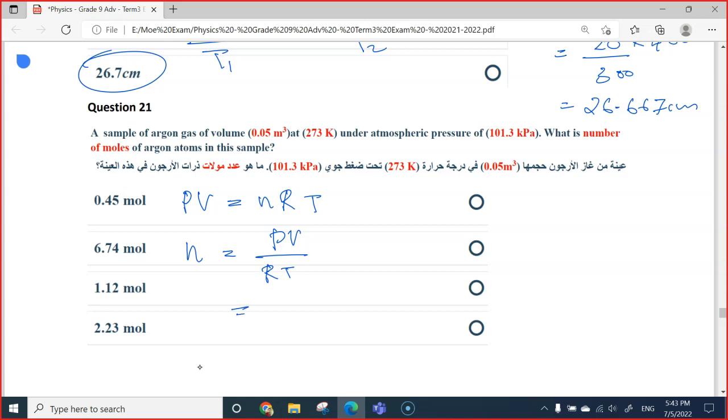P is the pressure, that is 101.3 into 10 to the power 3 because we are changing kilopascal to pascal, and volume is in meter cube, so 0.05 divided by R, the gas constant, its value is 8.31, that will be given with the question, multiplied by the value of temperature, 273 Kelvin.